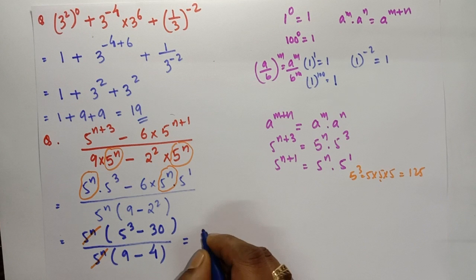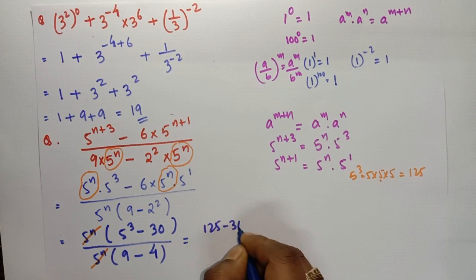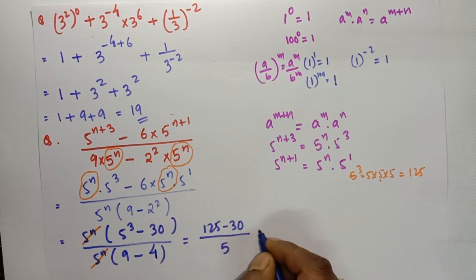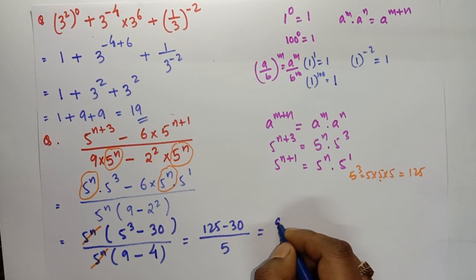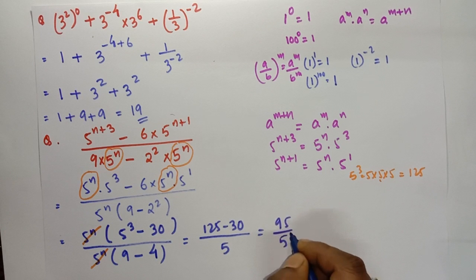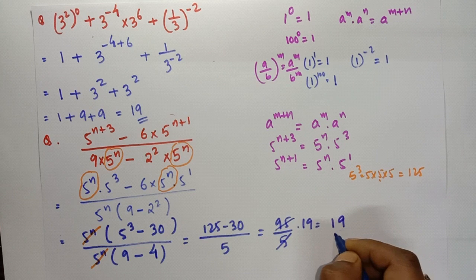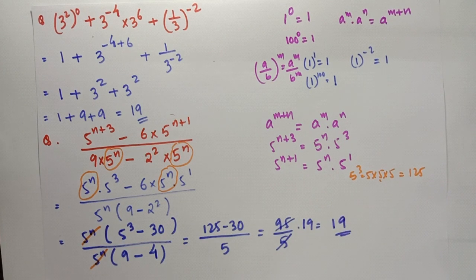So what did I get here? 125 minus 30 divided by 9 minus 4, which is 5. So 125 minus 30 is 95, divided by 5. 5 times 19 is 95, so it will come to 19. That means I got 19. So this is my final answer.